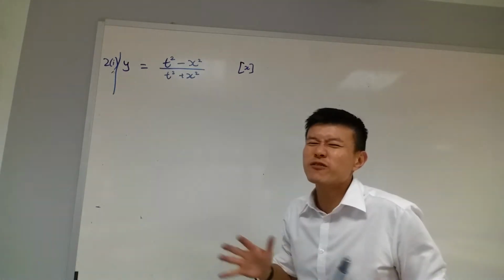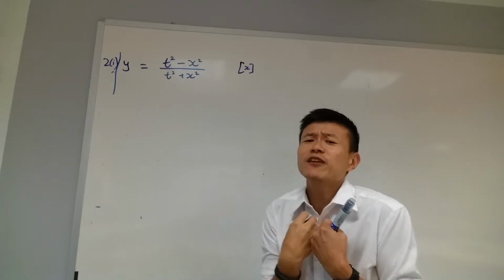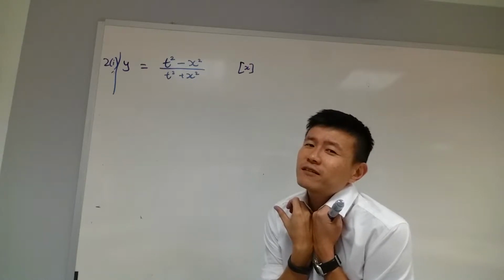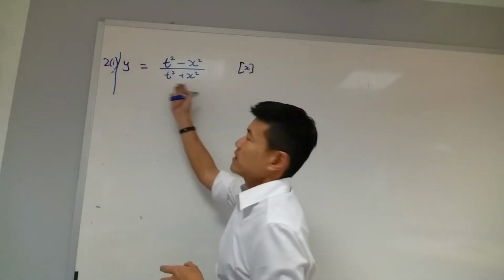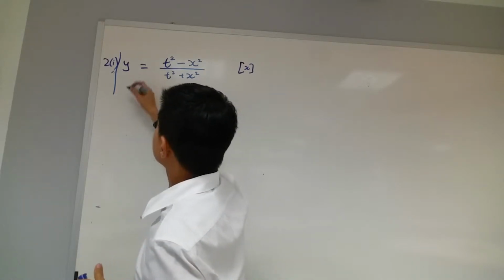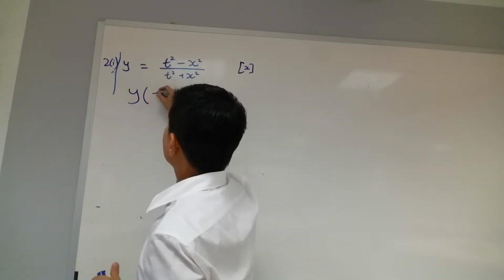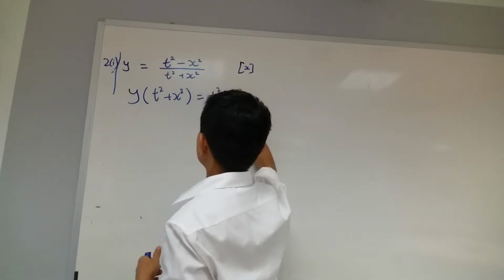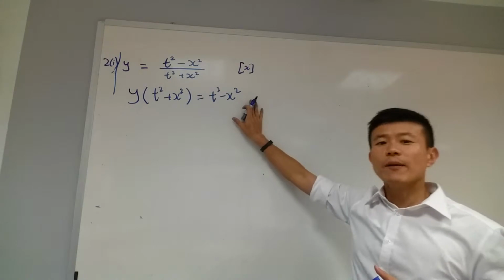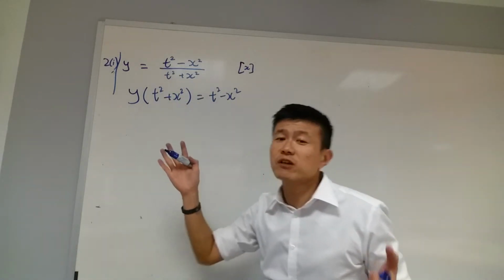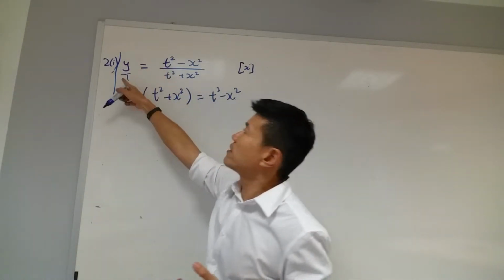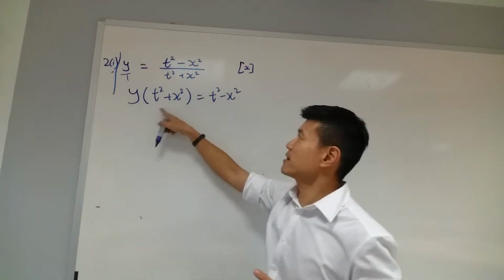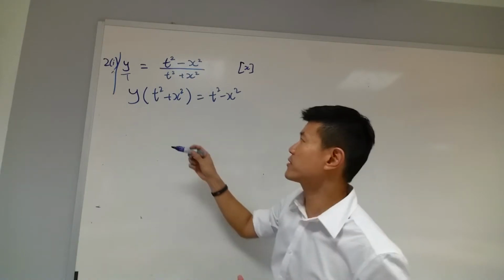Okay, I know you want to try to keep it together. I mean, in your heart, you probably feel, no, I really don't want to multiply it out. Unfortunately, that's the only way to do it. So, let's multiply it out. We've got y bracket t squared plus x squared equals t squared minus x squared. And how I did that, you could say it's a bit of cross multiplication, okay? When I have over 1, I multiply it upwards, and I get this. Alright, so a bit of cross multiplication.